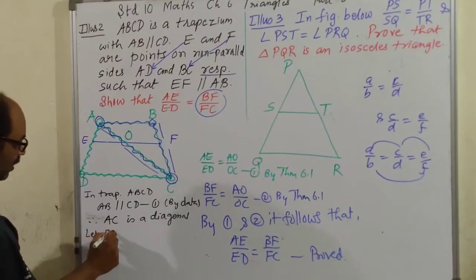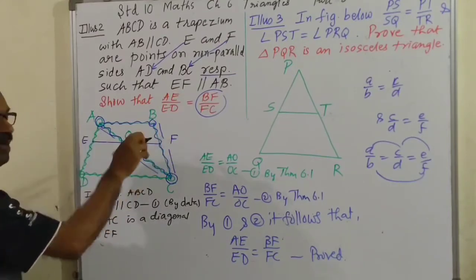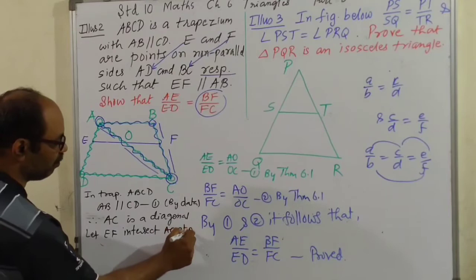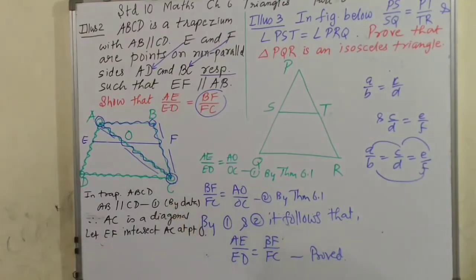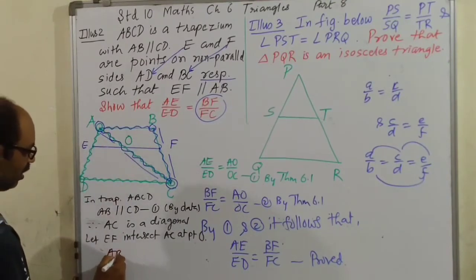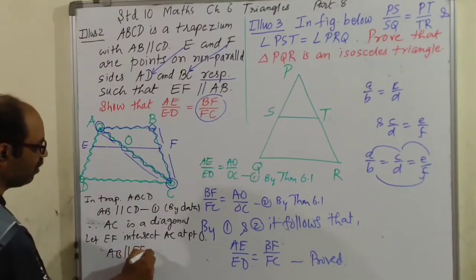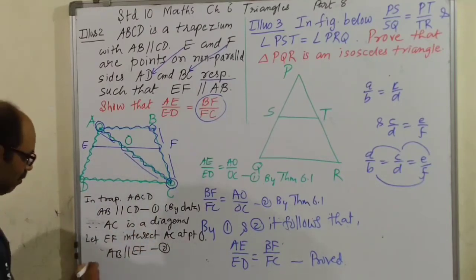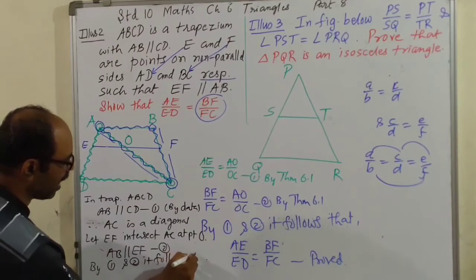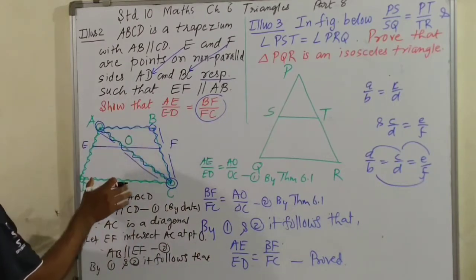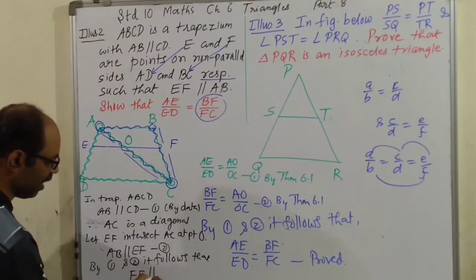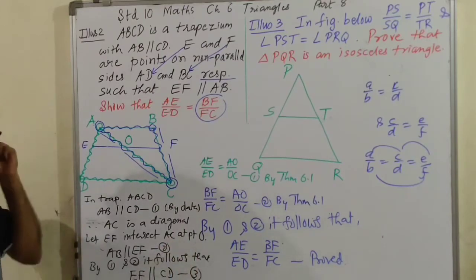Let EF, that EF parallel, right? Intersect AC at point O. Okay? Clear? दूसरी बात कि AB is also parallel to EF. Result 2. By 1 and 2, it follows that, देखो, AB is parallel to EF. AB is also parallel to CD. So EF is parallel to CD. Let's call it result 3.